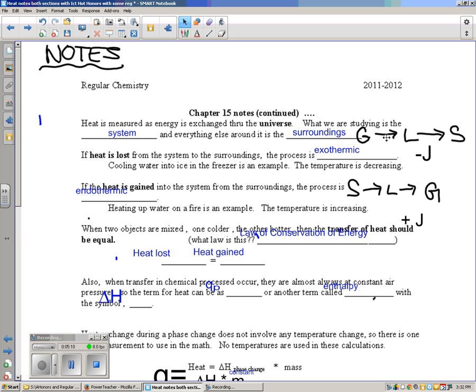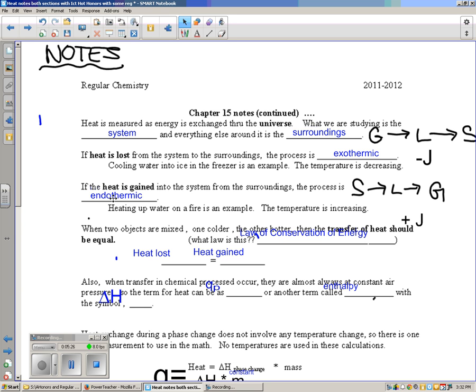So if we put it into simple phase changes, it's like if we went from gas to liquid to solid, that system would be giving off energy, having a negative joules, and becoming exothermic. Well, if you went from a solid to a liquid to a gas, that would be the system gaining the heat. Okay, and there's examples there like cooling water, heating up water, that kind of thing there in the notes.